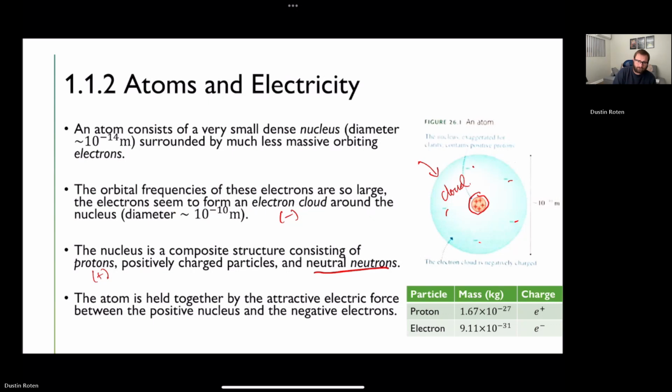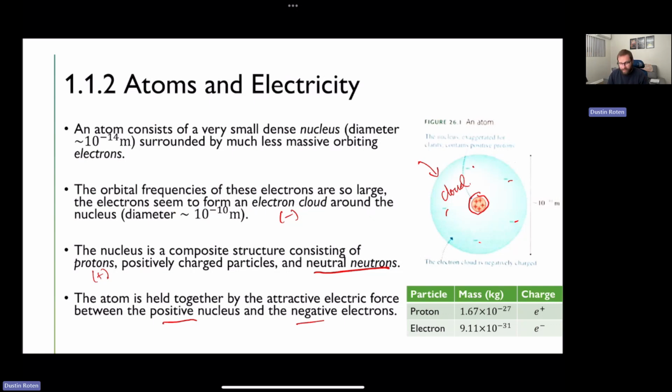So the atom is actually held together by the attractive electric force between the positive nucleus and the negative electrons. Remember the two rods charged two different ways will actually attract each other. So this is the same idea. We have the positive nucleus, negative electrons, and those attract each other. So that's how the atom is held together, more or less.